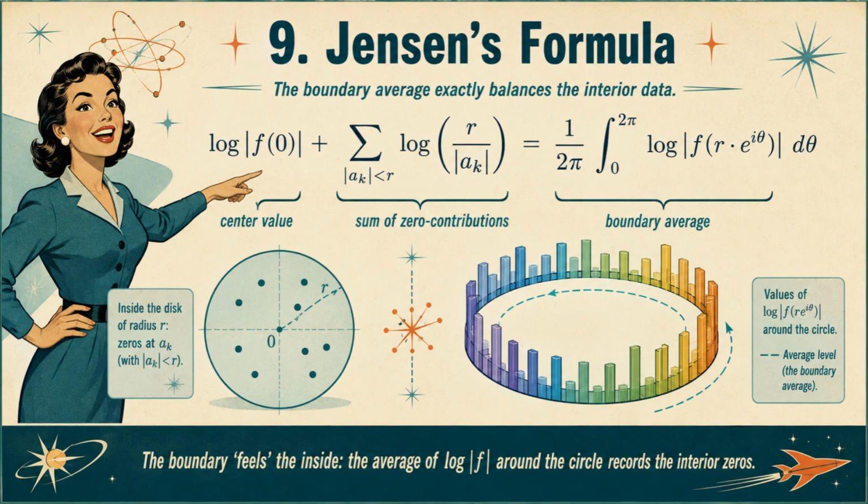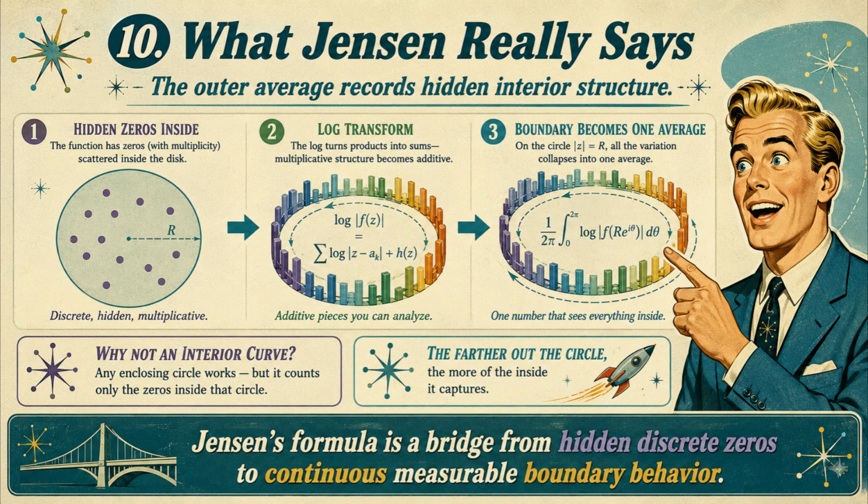Let's go to idea 10, what Jensen really reveals. Jensen's formula is not just a formula to memorize. It is a way of seeing. It says, if you know how the size of a complex function behaves around a boundary, then you can learn something about the zeros hidden inside. The boundary acts like an enclosing detector. The log separates the hidden multiplicative pieces. The center value gives the starting measurement. Each zero adds a correction based on its distance from the center. And the average around the boundary balances the whole story.